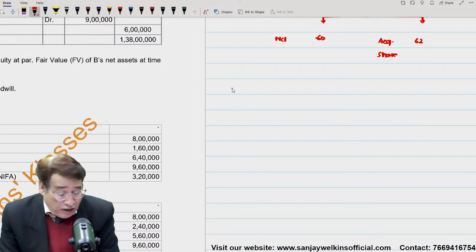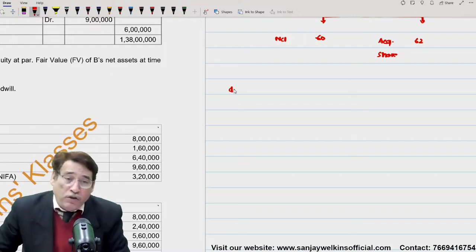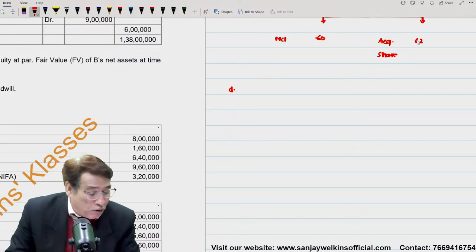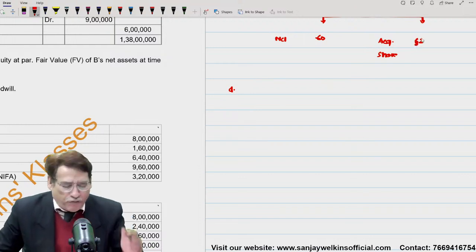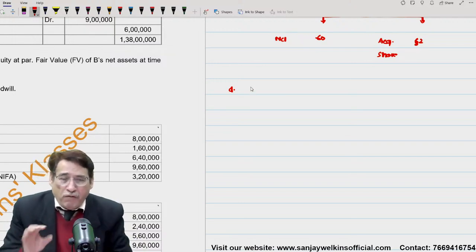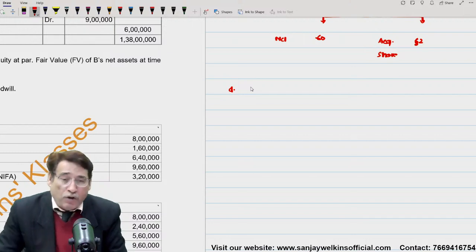Now, the last step. Under the last step, standard says that when you do the accounting, as somebody told me it is 52. Thank you, Sam. It is 52. Okay, whatever figure it is. So I hope now you have this concept absolutely clear with respect to NCI. Now we come across the next point.